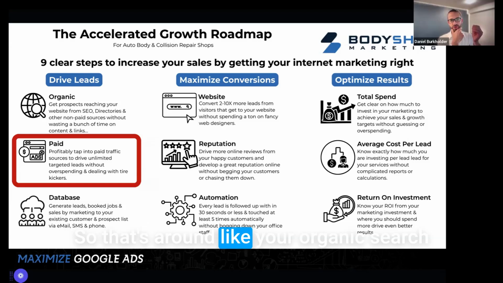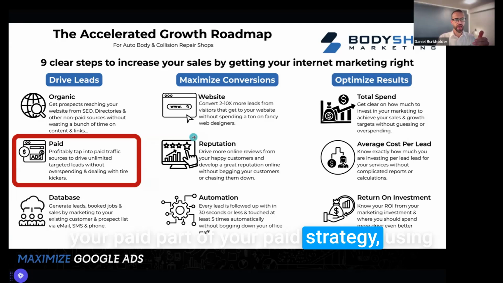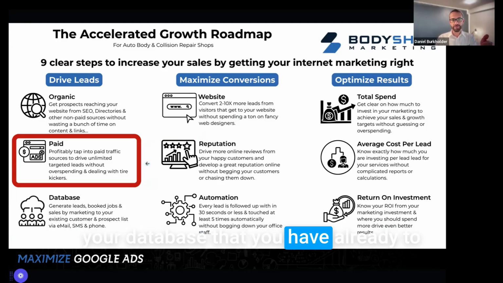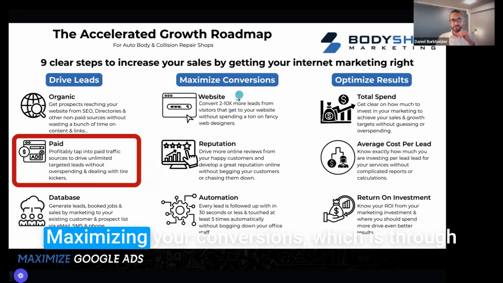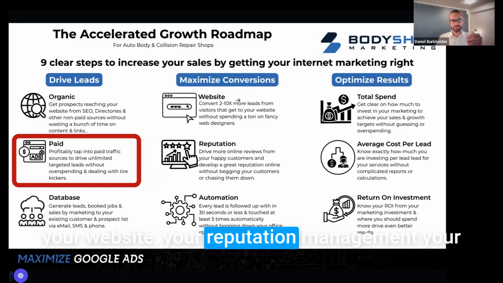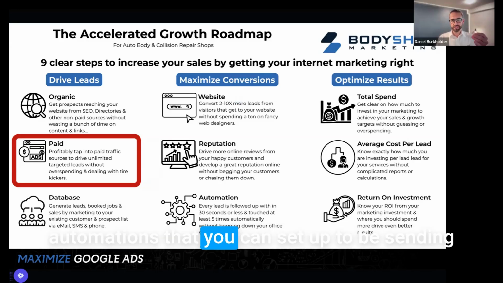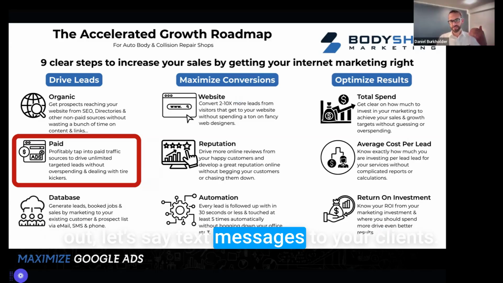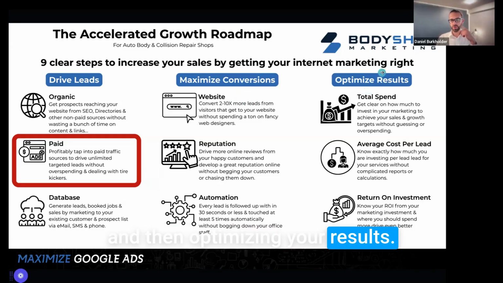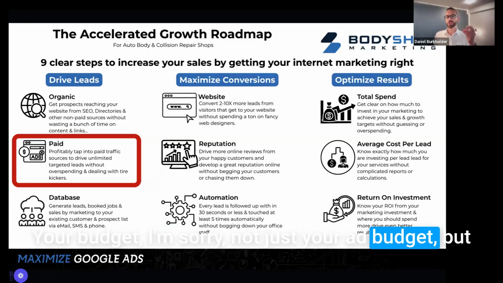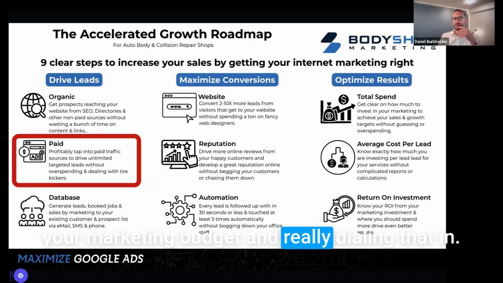That's your organic search optimization, your Google Ads, which is the paid part of your strategy, and using the database you already have to help drive some new traffic. Then maximizing your conversions, which is through your website, your reputation management, and your automations that you can set up to send out text messages and emails to your clients. And then optimizing your results. So that's managing your marketing budget, not just your ad budget, and really dialing in your average cost per lead.